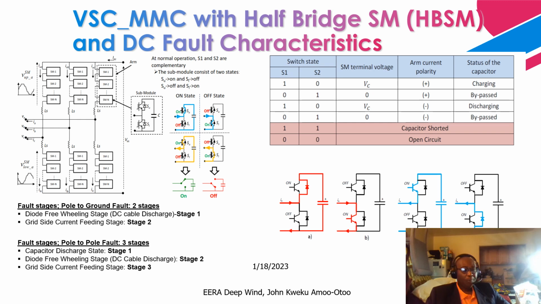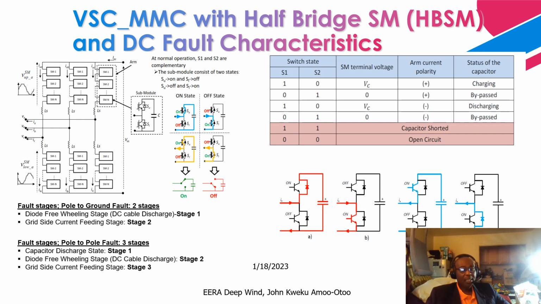Next is the pole-to-pole fault. On the other hand, the pole-to-pole fault has three stages. Stage one is where the capacitor fully discharges. So you have a pole-to-pole fault, which is basically a complete short, and the voltage becomes zero. The capacitor fully discharges, and that is considered stage one.